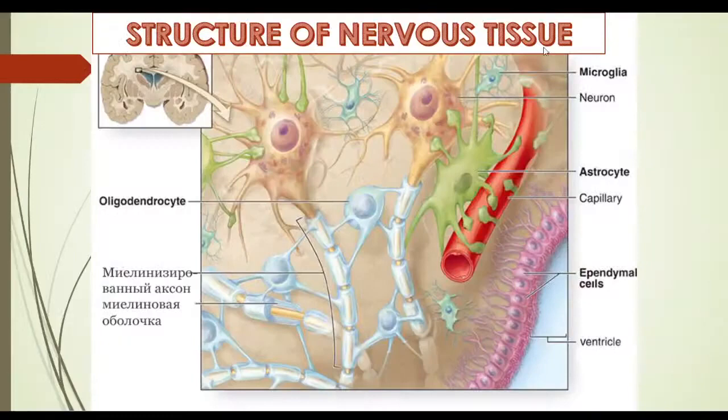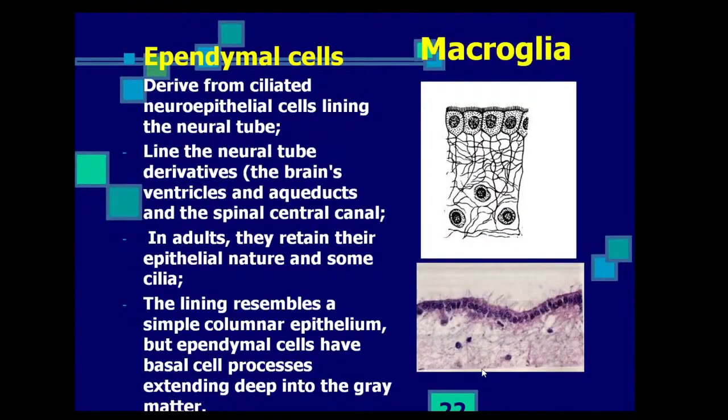So first of all, we have seen all these cells, and this is the diagram: microglia, neurons with oligodendrocytes in light blue color, and in green color astrocytes surrounding the capillary, and ependymal cells. So let's now talk about ependymal cells. They derive from ciliated neuroepithelial cells lining the neural tube. They line the neural tube derivatives, the ventricles and aqueducts and the spinal central canal, and in adults they retain their epithelial nature and some cilia.